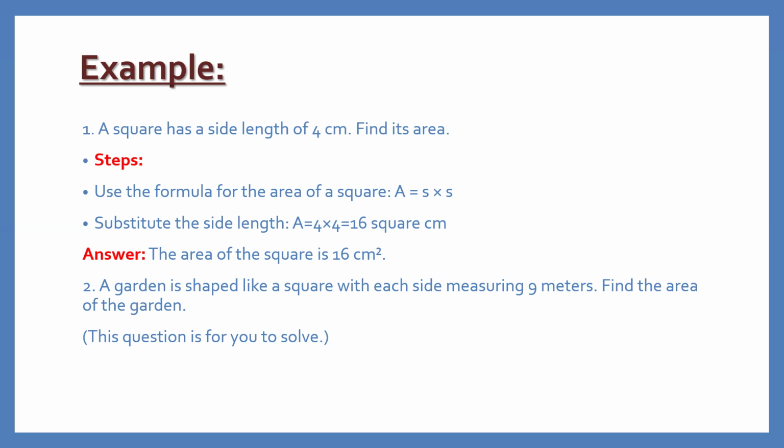Now here is the second question. A garden is shaped like a square with each side measuring 9 meters. Find the area of the garden. Same way you will solve: write the formula, substitute the value of the given side, which here is 9, multiply by itself, write the unit properly, and you will get your final result. This question is to be solved by you all.